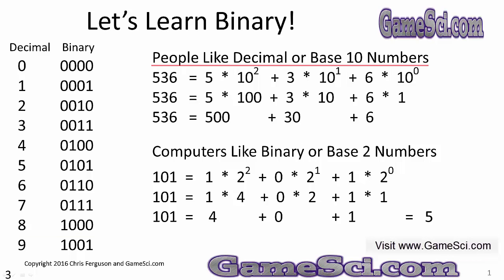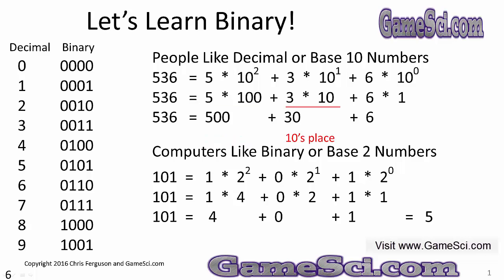As I said, people like decimal, which are base 10 numbers, probably because we have 10 fingers. Look at a number like 536. 536 can be broken down by the formula of 5 times 10 squared plus 3 times 10 to the first plus 6 times 10 to the 0. Well, what does that mean? Well, 10 to the second is 100. So 5 is in what your third grade teacher called the hundreds place. That 5 represents 500.